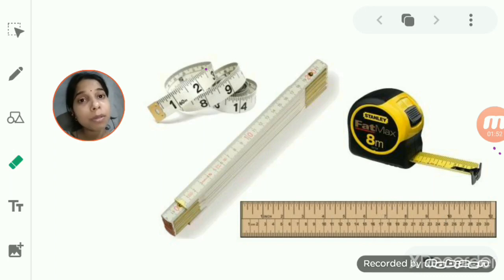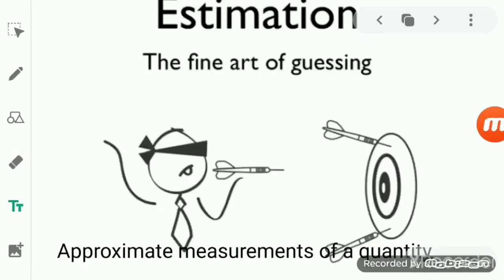We should also see the precautions while measuring the straight line or the curved line. Today we will see estimation and its relevance. Estimation and how it is relevant.